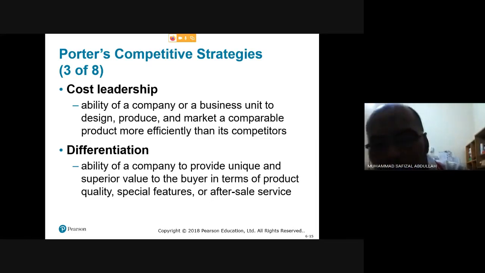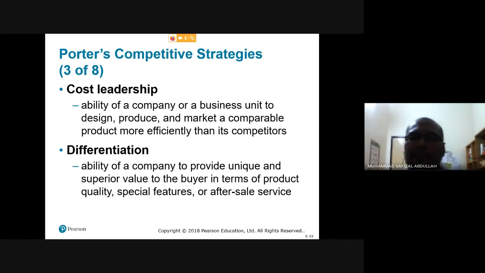All right. So cost leadership is a strategy that is very suitable to use in an industry which has a high price sensitivity. Okay, class, maybe you are asking, sir, what is a product that has high price sensitivity? Normally, a product that has high price sensitivity is a product that can substitute each other easily.